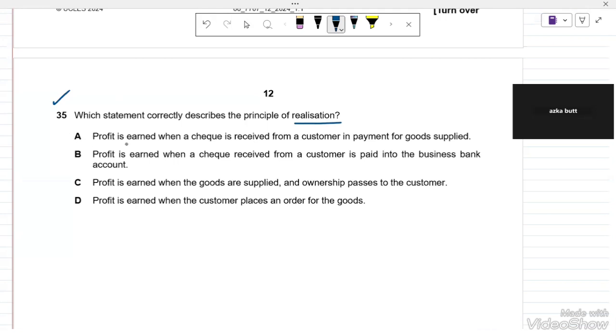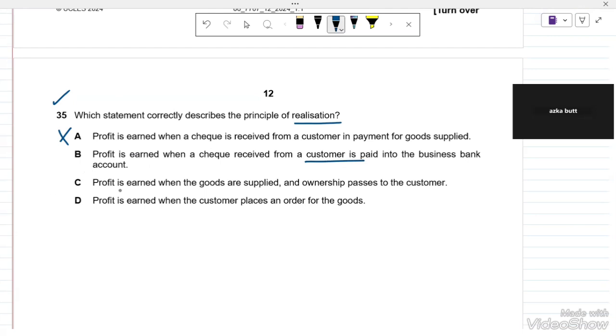The first one is that profit is earned when a check is received from a customer as payment for goods supplied. So it is not suitable and it is not aligning with the definition of the realization concept. So A is not the right answer. Profit is earned when a check received from a customer is paid into the business bank account. So as I said, the principle of realization is that profit is recognized at the point when goods or services are delivered and control or ownership is transferred to the customer. In that case, we will be recording the sales.